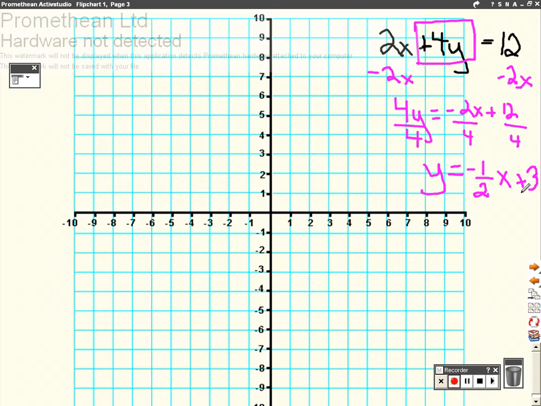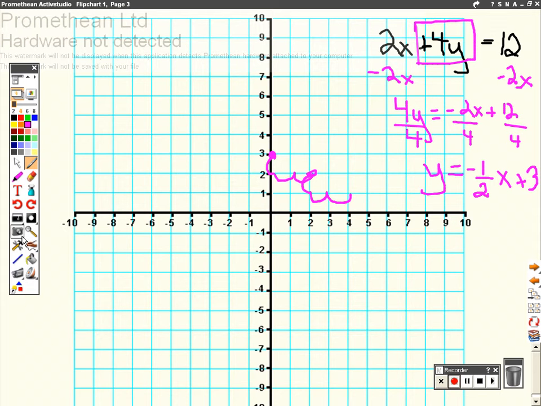So right here's my y-intercept. So I'm going to start at positive 3 on the y-axis. I'm going to move down 1 over positive 2. 1, 2. I'm going to repeat the pattern again. Down 1 over 2. Go ahead and connect it with a nice straight line. There we go, and I'm done.